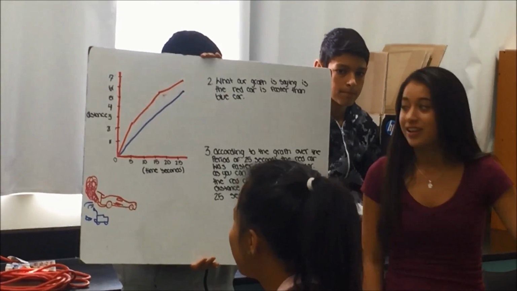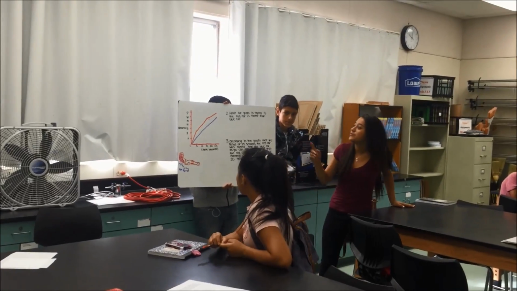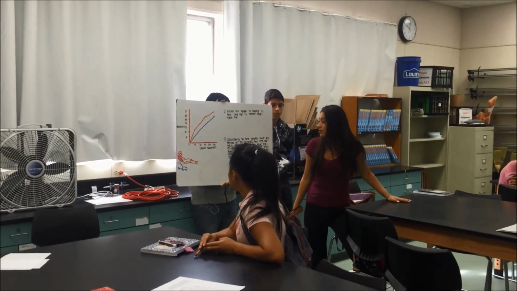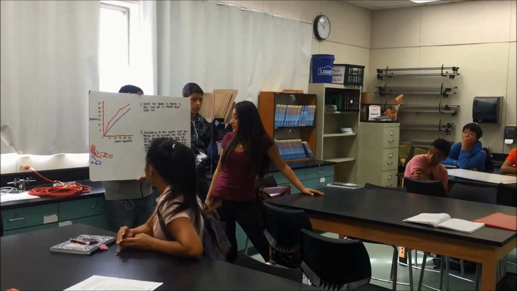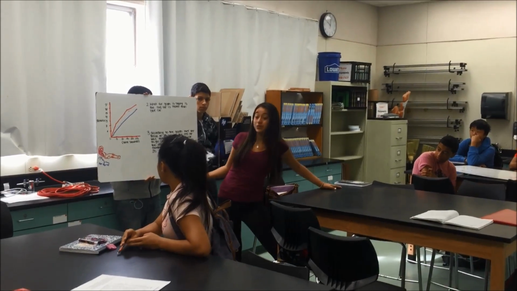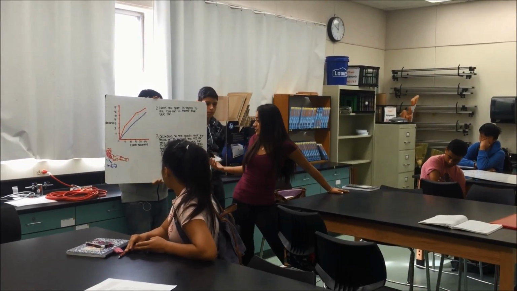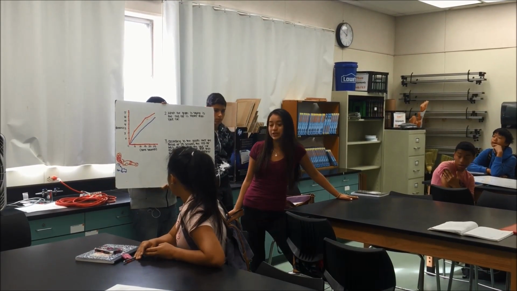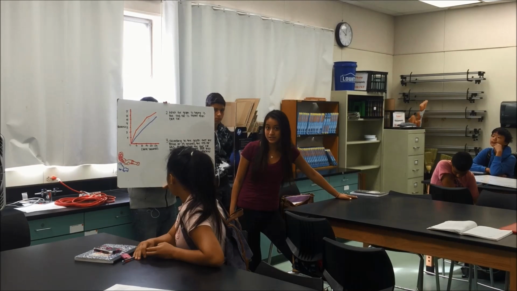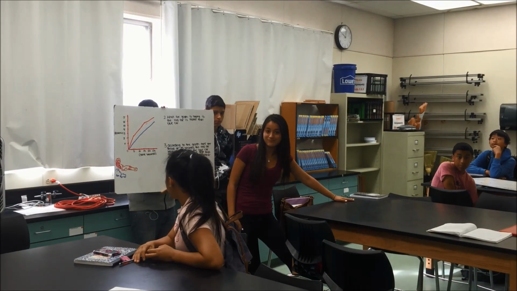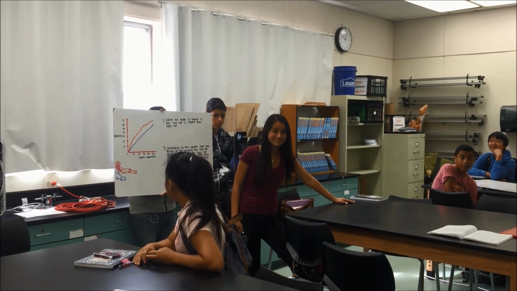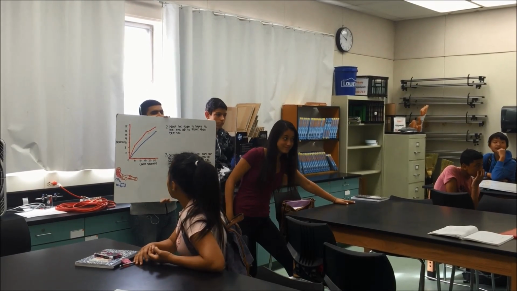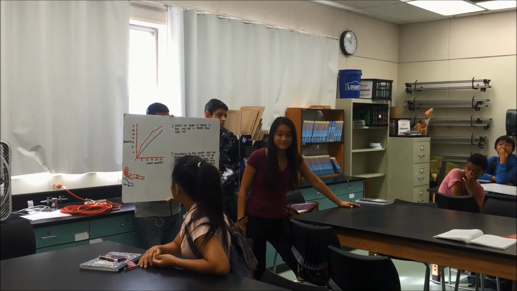Go ahead. So basically what our graph is showing is that the red car is faster than the blue car. According to the graph, over a period of 25 seconds, the red car was faster than the blue car. As you can see on the graph, the red car traveled a farther distance than the blue car did in 25 seconds. Questions, anyone? Clarification? I like the car.